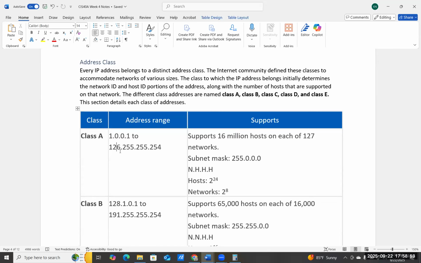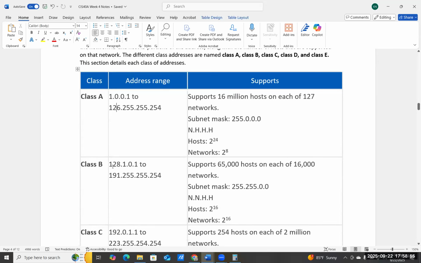Now class B, the 172 that you saw earlier, the first octet is between 128 and 191. So that will be class B. That will be 65,000 hosts. If you take 2 to the power of 16, you're going to get roughly 65,000. And then you're going to get approximately 16,000 networks. So class B is kind of in the middle. It's still pretty large. If you need to support 65,000 hosts, use class B.